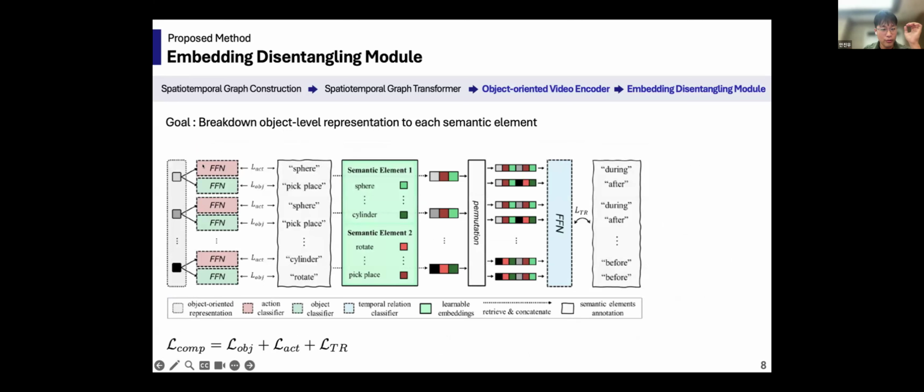To do this, we adopted 3 classifiers for predicting each semantic element, each of which is just a feed-forward layer. From the output of the object-oriented representation, we first retrieve embeddings from the predicted semantic elements from the action and object classifiers. Then we concatenate them to obtain embeddings for each of the atomic actions. After that, we adopted a permutation process to obtain embeddings for the temporal relationships between the atomic actions and trained using the temporal relationship classifier. So the composite loss is simply the sum of each classifier's loss, and each of these losses is just cross-entropy.